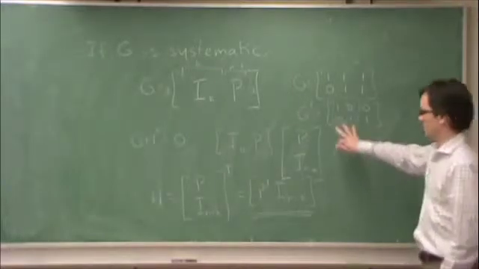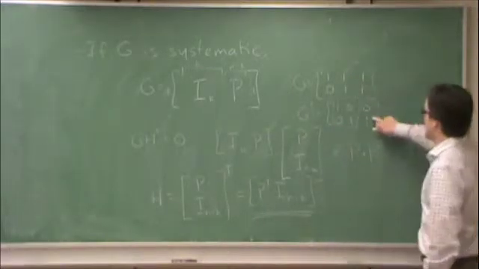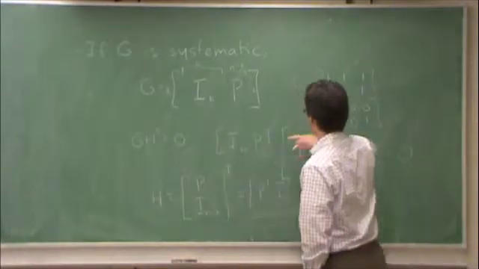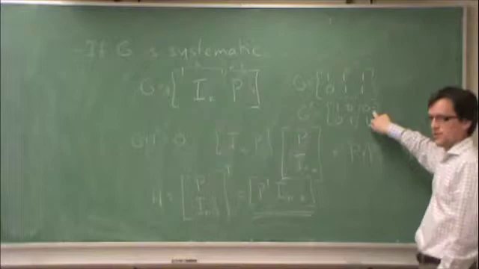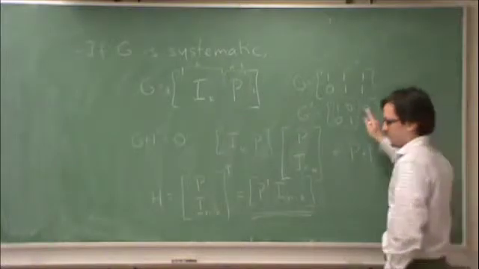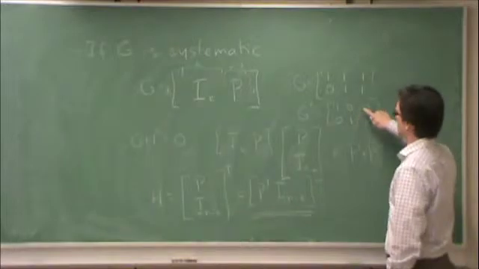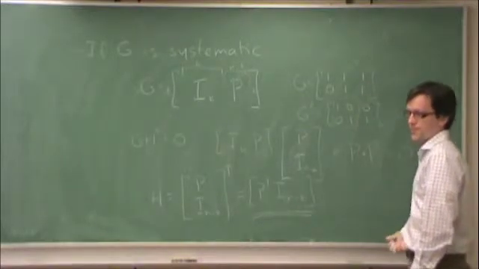H will be the same in both cases because by taking a linear combination of the rows, I don't affect the dual space. Linear combinations of the rows here are still in the original vector space, so I don't affect the dual space. So H will be the same for G and G prime.